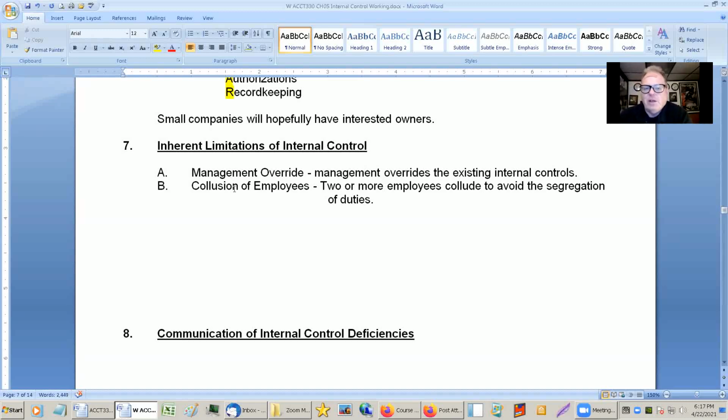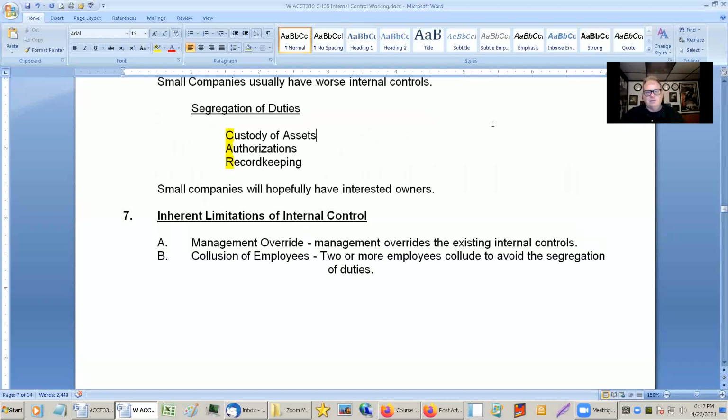So let's say you have somebody in the Treasury Department. They handle the cash. That's the asset. And you have someone in accounting. That's the record keeping. If those two people get together, one person steals the cash, the other person covers for it. Even though the duties were segregated perfectly, if two people get together, they can foil those controls. So that's what collusion is, and that is a limitation.